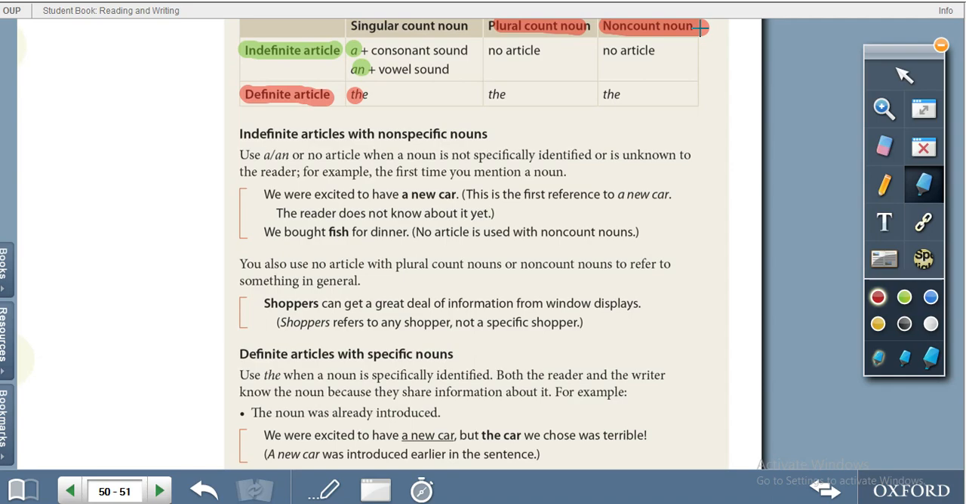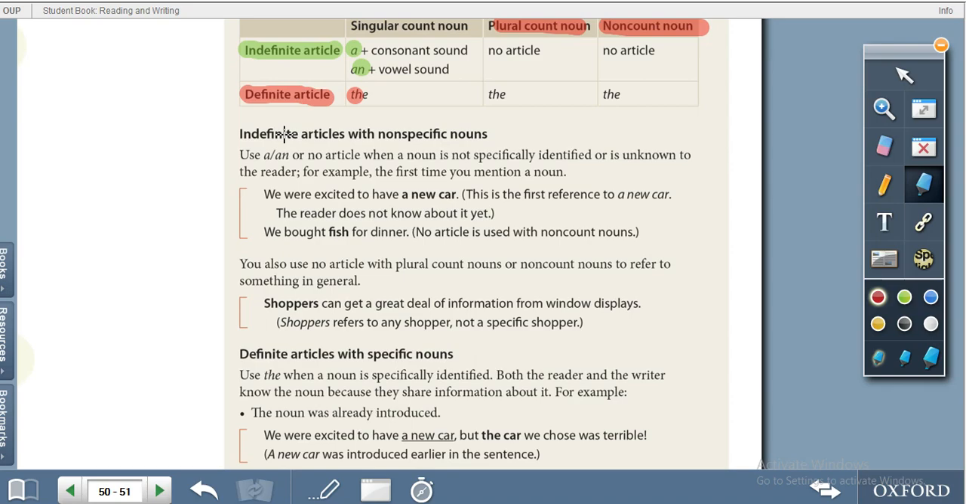And something is non-count. For example, water, coffee, you cannot say give me a water. A glass of water, a bottle of water is okay, but not a water, not a coffee. So when it is non-count, we don't use the indefinite article with the non-count noun.